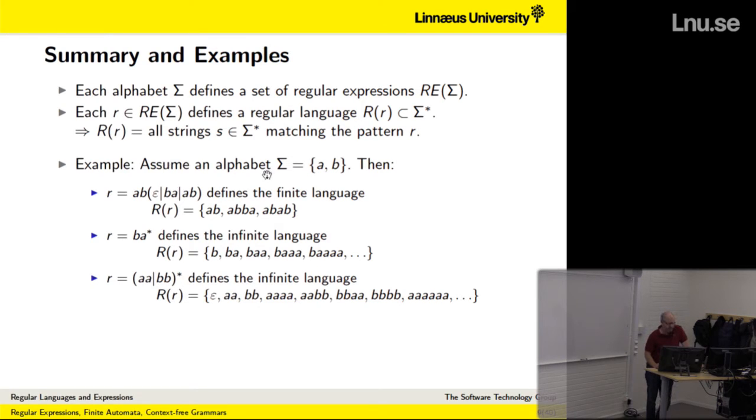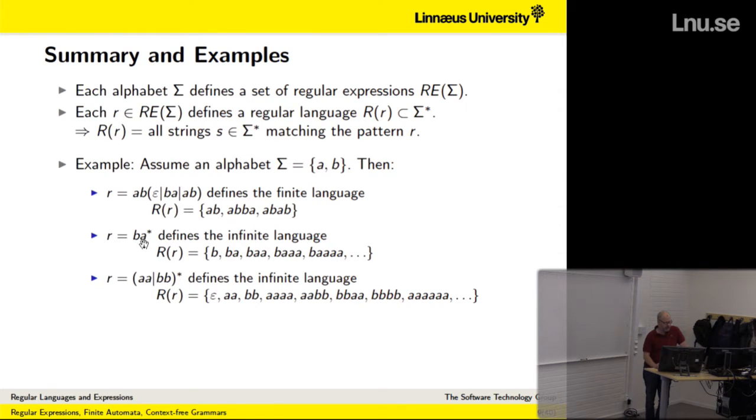Simple examples. Assume an alphabet. We are only using A and B. I will use A and B a lot this lecture. Then this regular expression, AB followed by empty string, BA or AB, defines a finite language. These are the only strings that match this regular expression. So the regular expression here defines this language. Do you agree that these are the only ones fulfilling this regular expression? It says it should start with A and B, and then it should be empty string, BA or AB. It's only these that are possible.